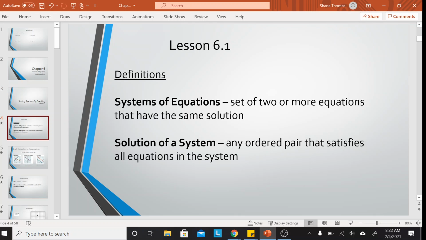Okay, so the first thing, just a couple definitions. A system of equations is just two or more equations that have the same solution. For something to be a solution, it has to satisfy every equation in the system. If something fits one of them but not the rest, it doesn't work. It has to fit for all of them.